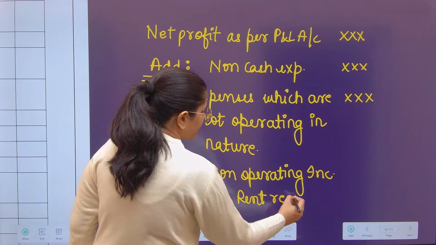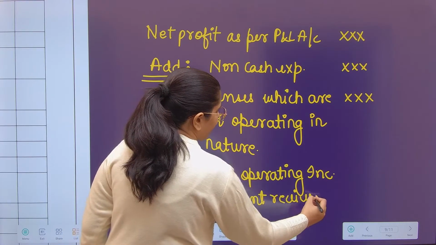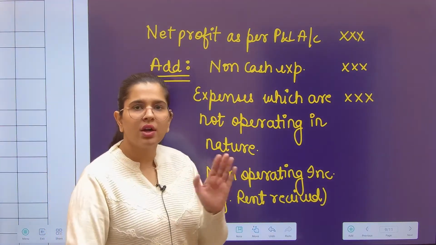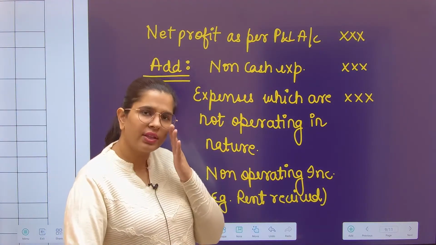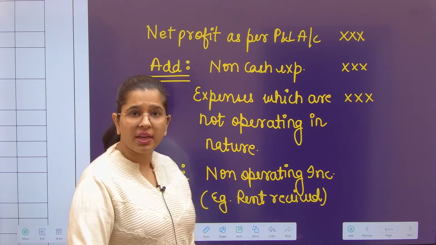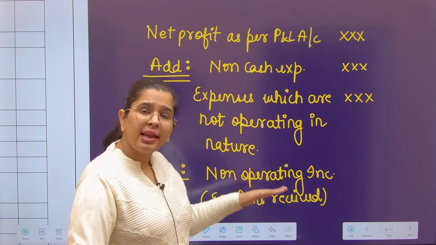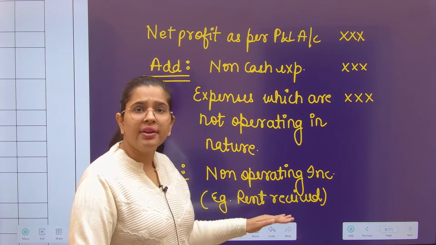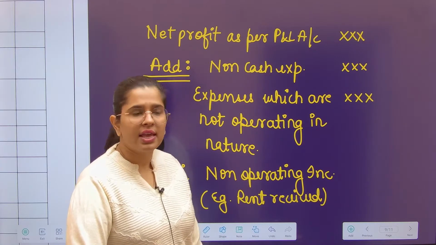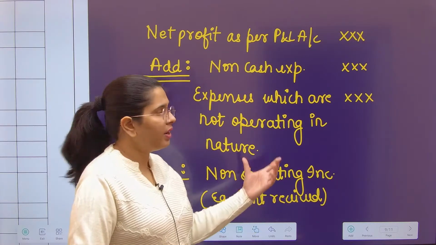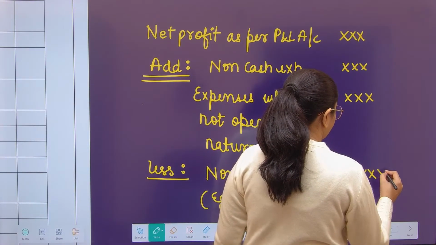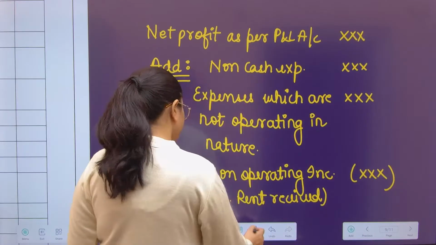You had purchased a flat and you gave that flat on rent. Now you are receiving rent out of it. Your business is not giving flats on rent. You are not doing that. But still you have invested the amount in the flat and you are receiving rent. But tell me, does this rent received come under my operating activity? No, it doesn't. Hence, I should remove it in order to arrive at my profits. Correct?